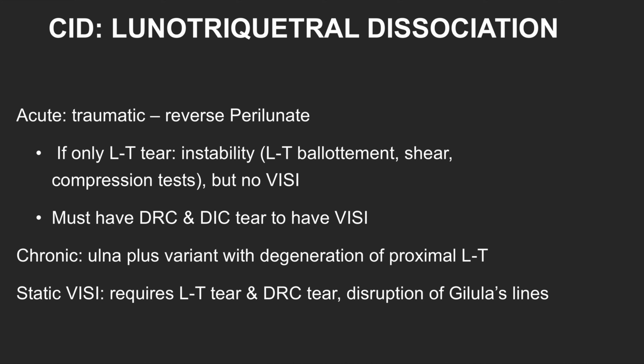On the ulnar side, you can have LT ligament dissociation or disruption, and it's acute and traumatic, typically the reverse perilunate. If it's only an LT tear, you can have instability but no VISI. If the extrinsic ligaments and surrounding ligaments are also torn, you can end up with a VISI, or volar intercalated segmental instability pattern.